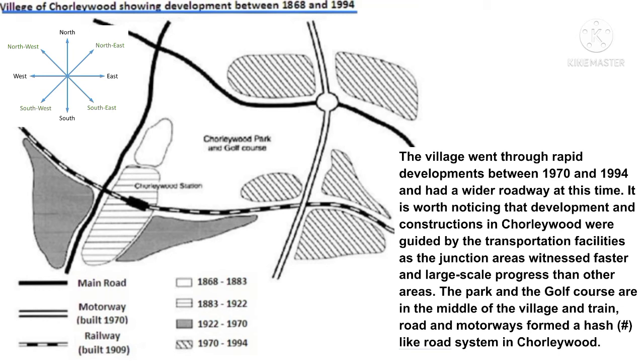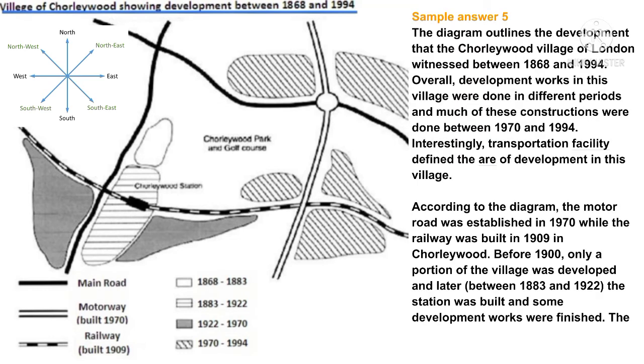It is worth noticing that development and constructions in Chorleywood were guided by the transportation facilities as the junction areas witnessed faster and large-scale progress than other areas. The park and the golf course are in the middle of the village and train, road, and motorways formed a hashtag-like road system in Chorleywood.